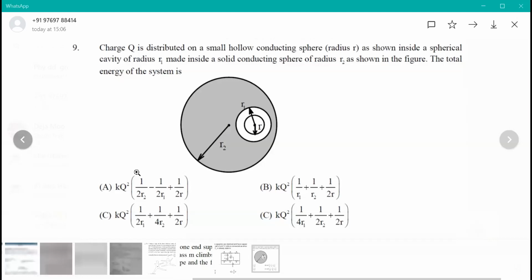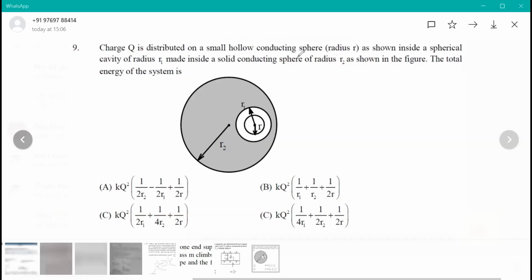Okay, so we'll discuss this question, and there's another similar question that I want to discuss, one which has induced charge. Okay, Ganesh. So the first thing over here is that you understand the distribution of charge.